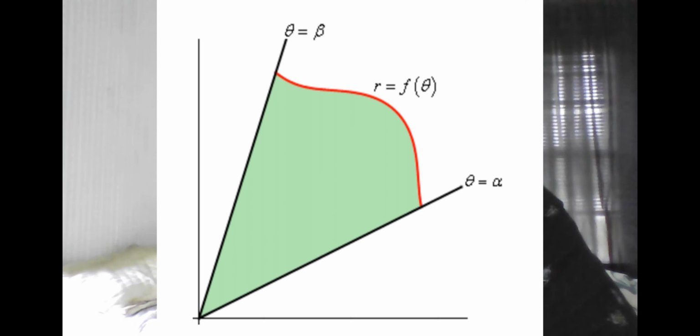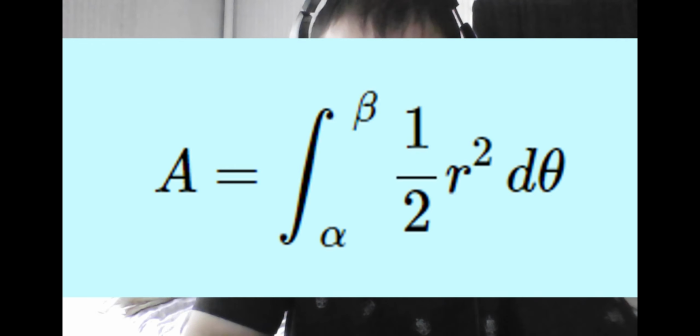If we sketch out theta equals alpha, theta equals beta for different angles, and then r equals a function of theta between these two angles, we would see from careful geometric examination of the area, it must be the integral with respect to change in angle of 1/2 times r squared from the angle alpha to the angle beta.